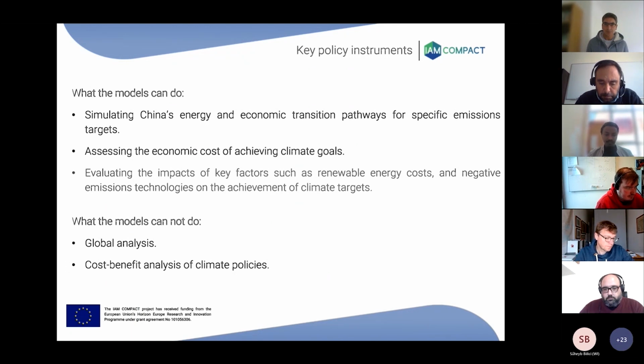However, the models also have some drawbacks. They are weak in doing global analysis. For these two models, both concentrate on China. Meanwhile, these models cannot do cost-benefit analysis of climate policies right now, for we don't assess the damages in these two models. But we hope these two models can do the cost-benefit analysis of climate policies as soon as possible.